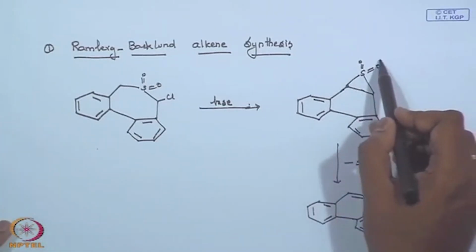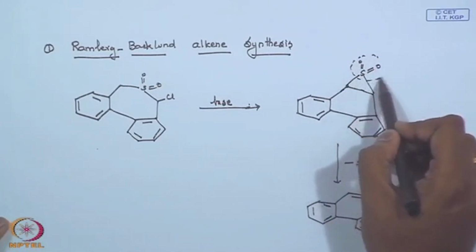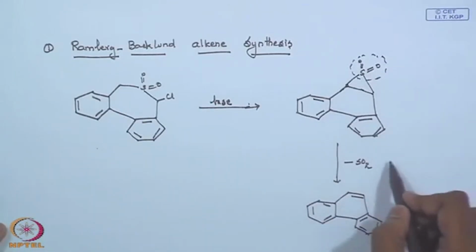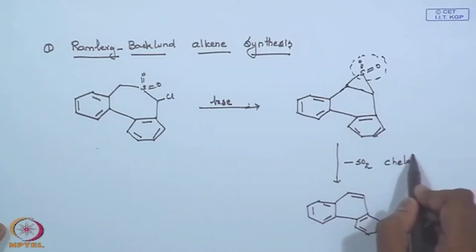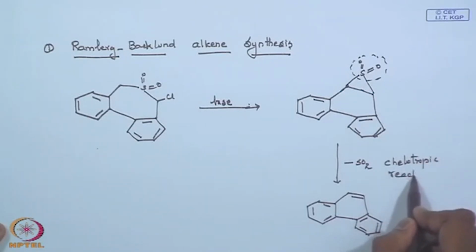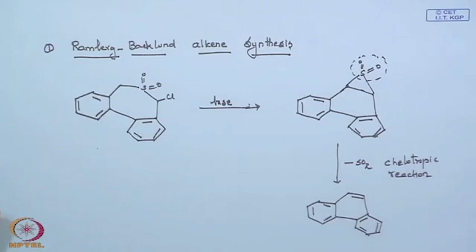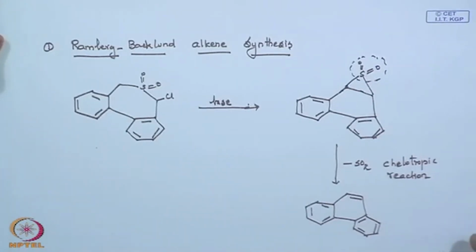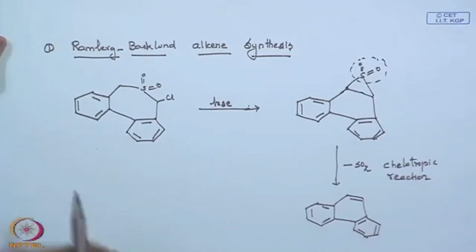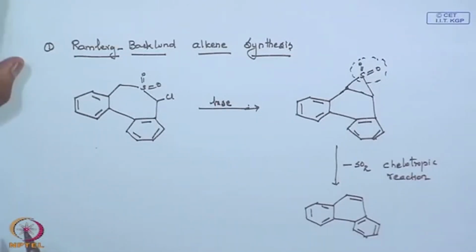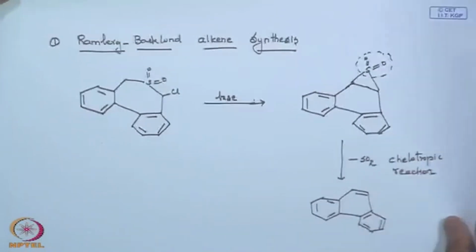So you can see extrusion of this sulfur dioxide, and this is your chelotropic reaction, where your two sigma bonds are broken from the same carbon atom. Okay, this is called the Ramberg-Backlund alkene synthesis. Okay. We see the next example.